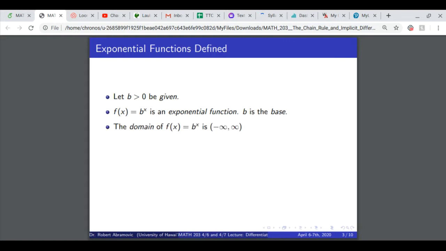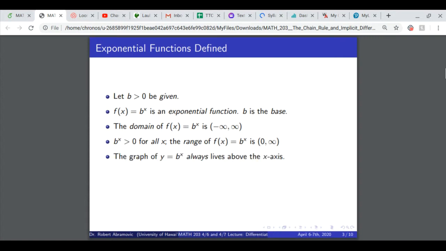The domain of the function is all real numbers. The range of the function is all positive numbers because this is always larger than 0. In fact, the graph of y equals b to the x always lives above the x-axis. We'll see an example of this graph in a second. And also, regardless of what b is, the graph of the exponential function will always pass through the point 0, 1, because b to the 0 is equal to 1 for all positive numbers b.